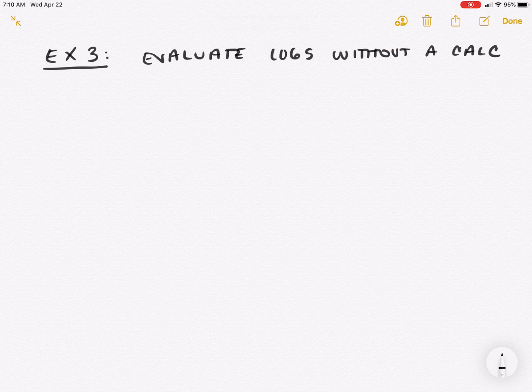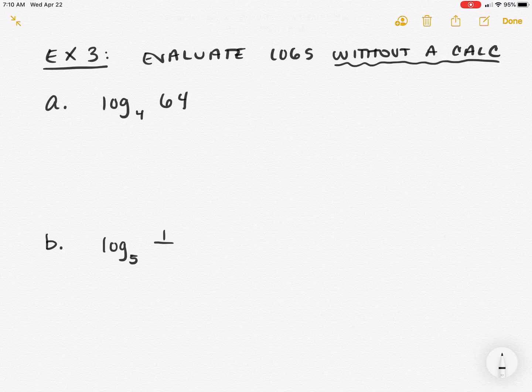Example 3. You are going to evaluate logs without a calculator. I'm actually never really going to show you how to do this on a calculator. I suggest you don't learn, because it's just going to create a temptation to do it the wrong way. So our first example is going to be log base 4 of 64. And I'm going to go ahead and write on here, we're going to do log base 5 of 1 over 25.